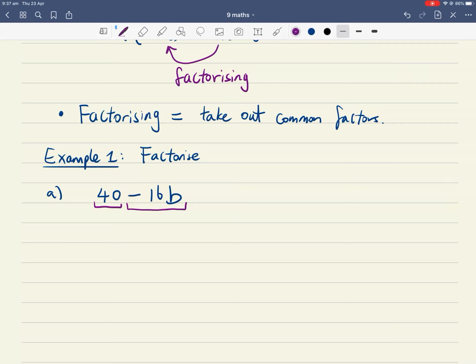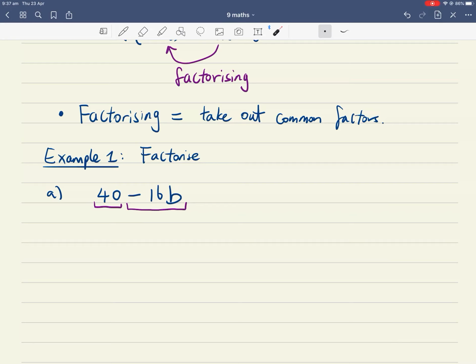So between the two terms 40 and negative 16b, what's the common factor? So the first thing I would say is look at the number, look at the coefficients, 40 and negative 16. What is the common factor between 40 and negative 16? In fact, you want the highest common factor. Well, yes, 40 and 16, they're both even, so technically 2 is a factor. But what is the highest common factor between 40 and negative 16?